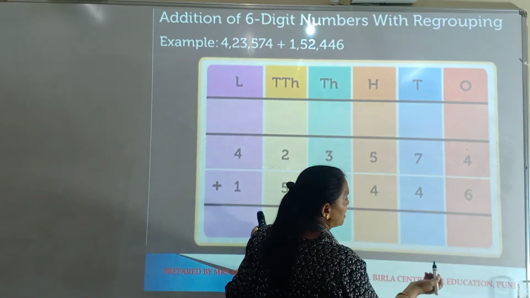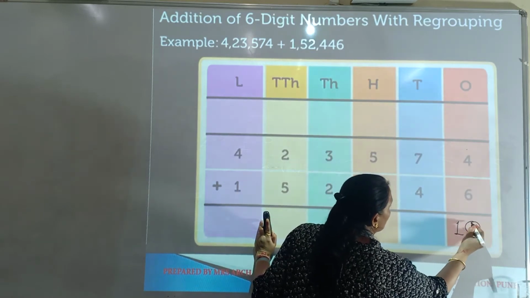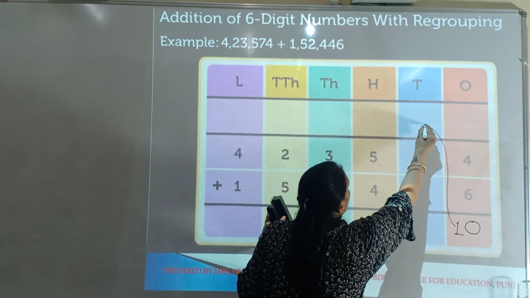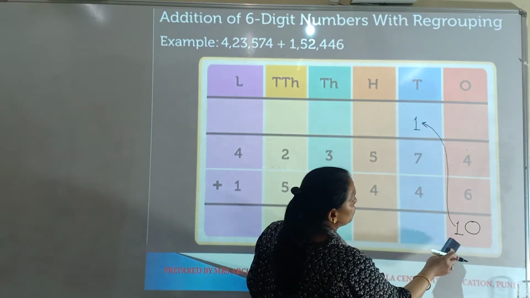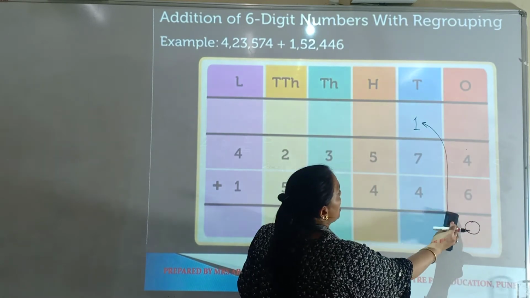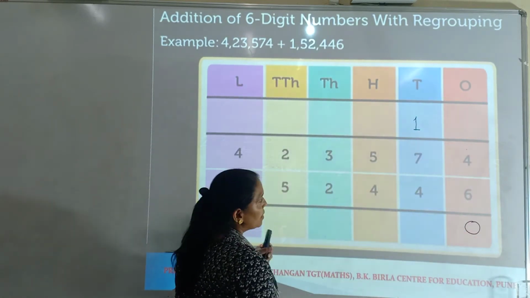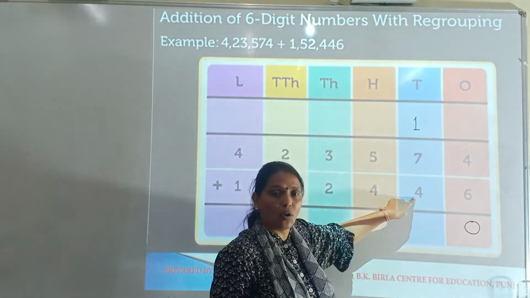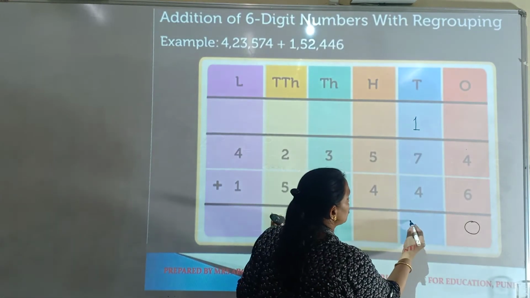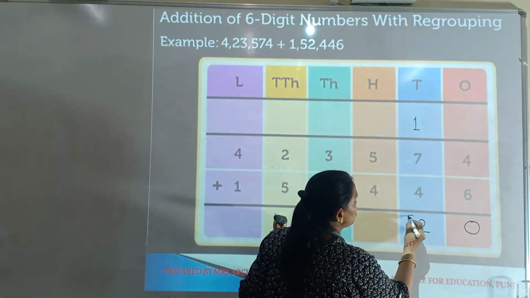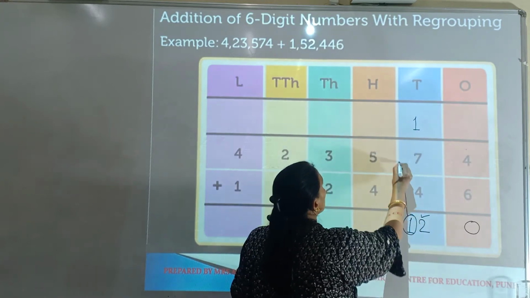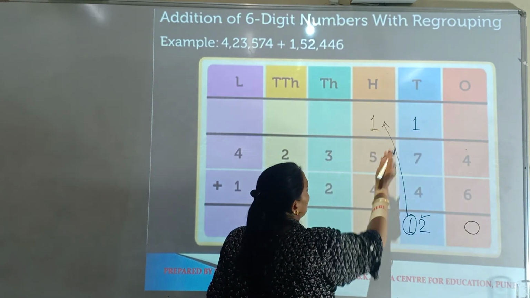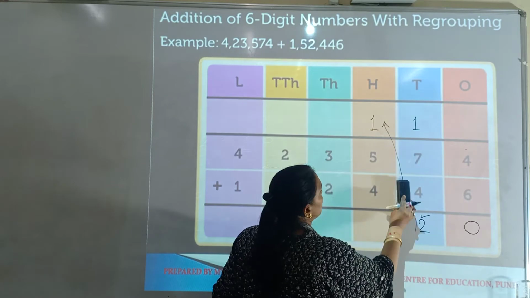4 plus 6 is 10. We have a 10. But we have to write 0 here and this 1 we need to carry. So you have to carry the 1 forward to the tens place. Now in the tens place we have 1 plus 7 is 8, 8 plus 4 is 12. So here also we have a 12. So keep this 2 here and this 1 you have to carry forward to the hundreds place. So here is 1.